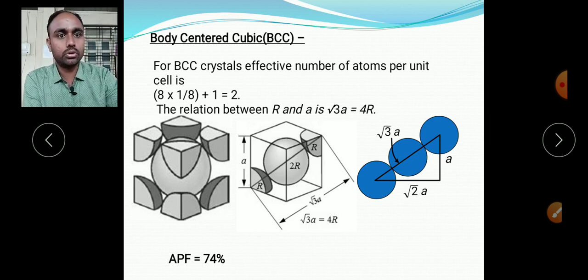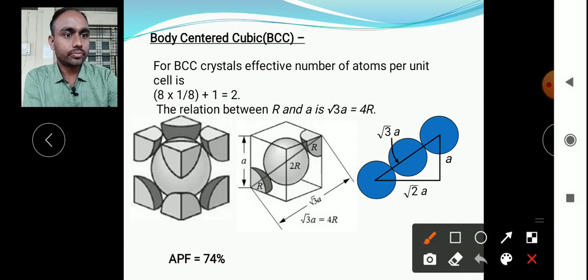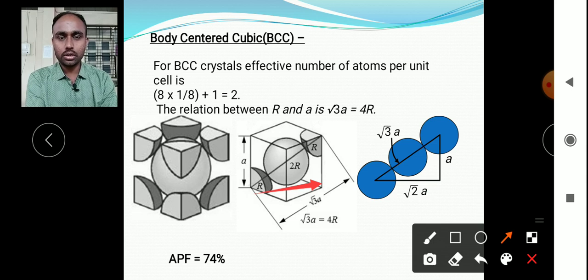How is it so? If you want to calculate, just look at this particular triangle. If I consider the bottom face, and I join these two corners, that diagonal is nothing but the diagonal of a face, which is the bottom face, and it is a square. What is the square's diagonal? It is root 2A.